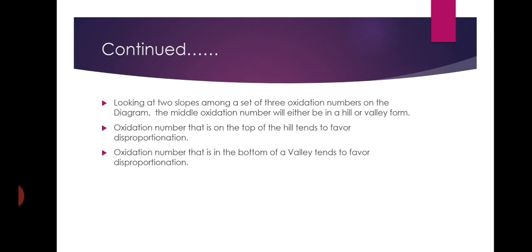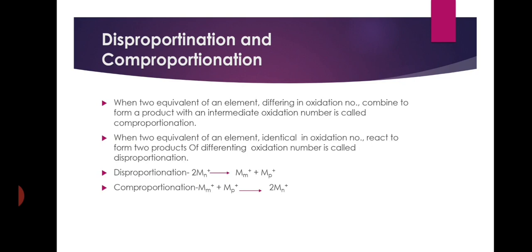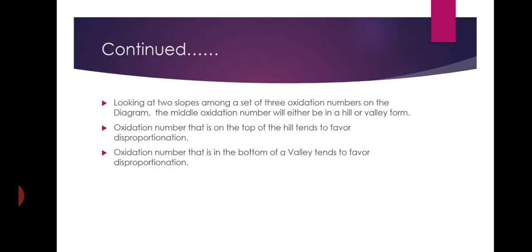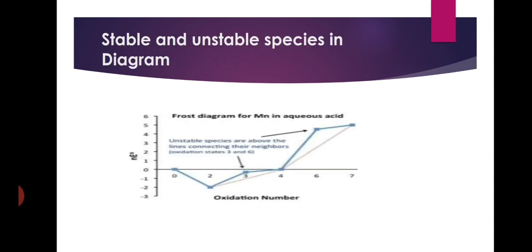Looking at the two slopes among a set of three oxidation numbers on the diagram, the middle oxidation number will be either in a hill or in a valley form. The oxidation number that is on the top of the hill tends to favor disproportionation. In this diagram, the +6 oxidation number is at the top of the hill, so it shows disproportionation.